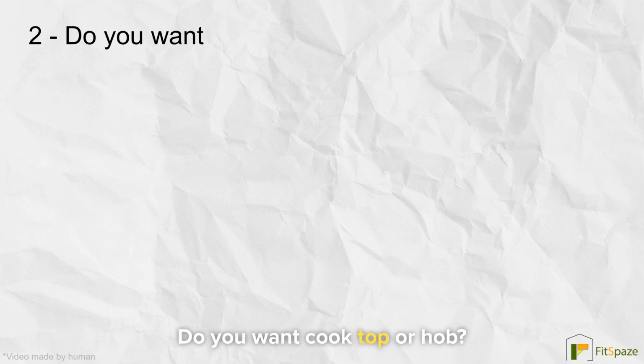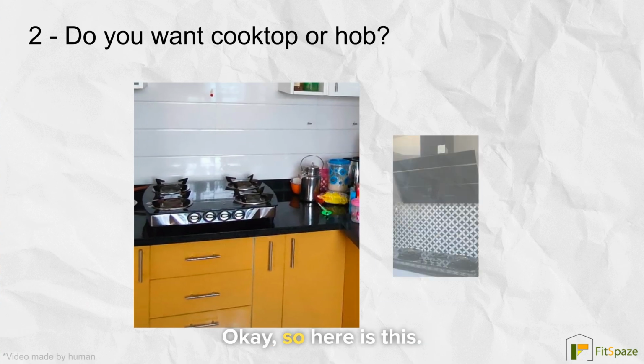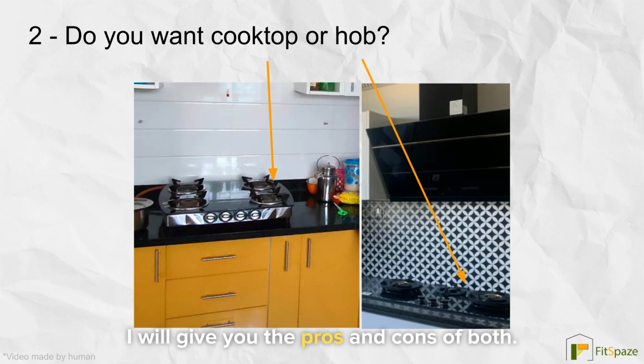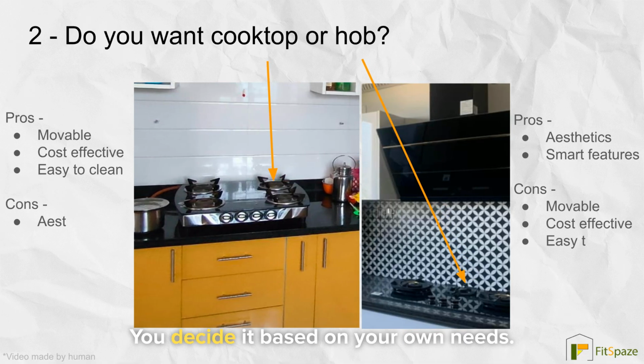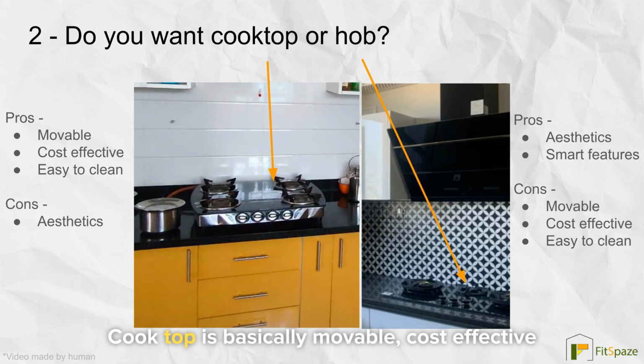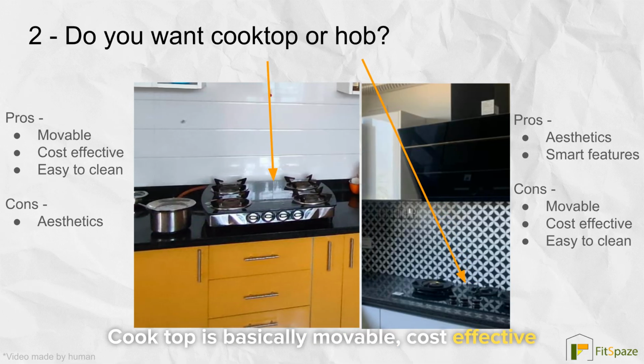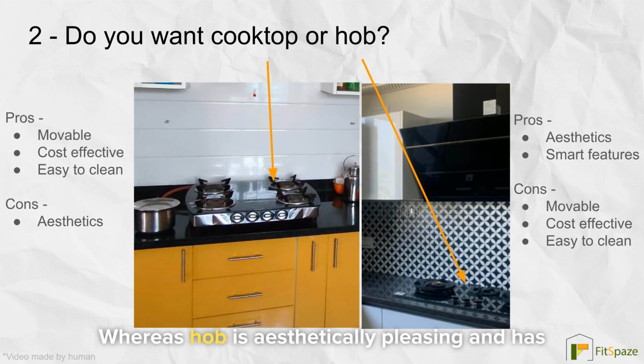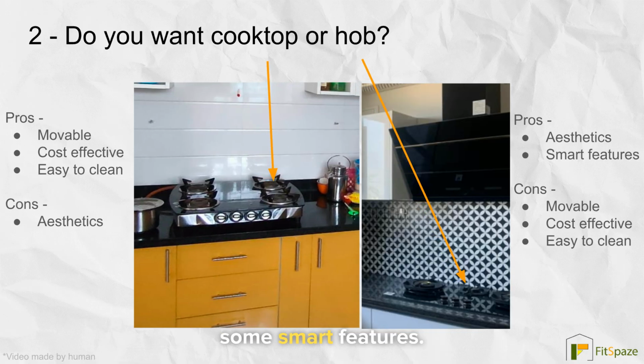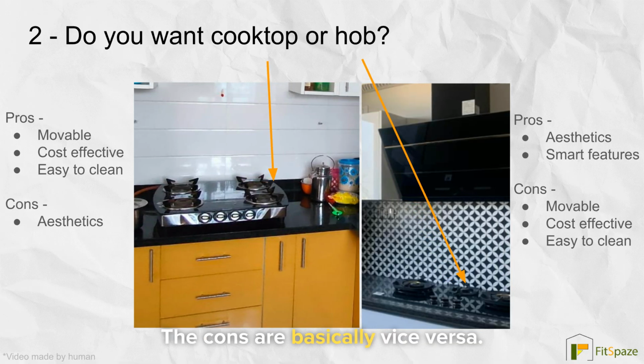Do you want cooktop or hob? Okay, so here's this. I will give you the pros and cons of both. You decide it based on your own needs. Cooktop is basically movable, cost effective and easy to clean, whereas hob is aesthetically pleasing and has some smart features. The cons are basically vice versa.